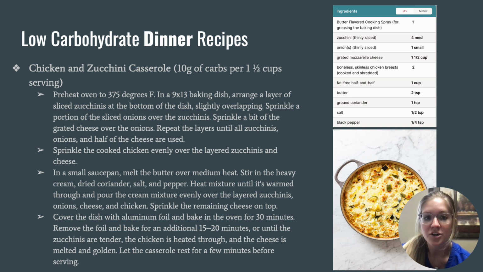Up next, we have our dinner recipes. First, we have the chicken and zucchini casserole. It is 10 grams of carbs per 1 1/2 cup serving, and the best way to measure that out is using a measuring cup and just scooping the amount of servings out that you plan to eat, and that way you'll be able to calculate the amount of carbs that you're eating for supper.